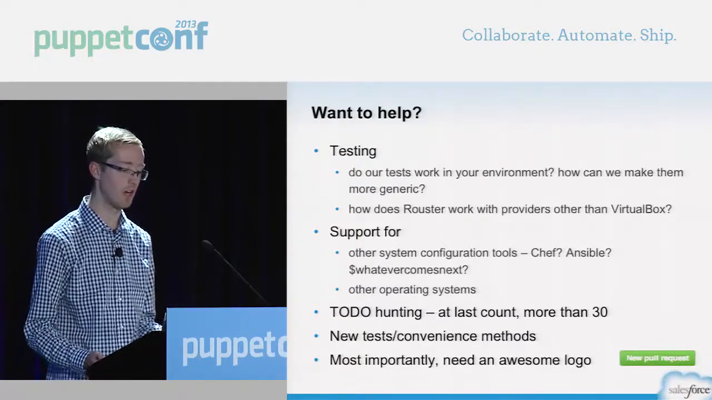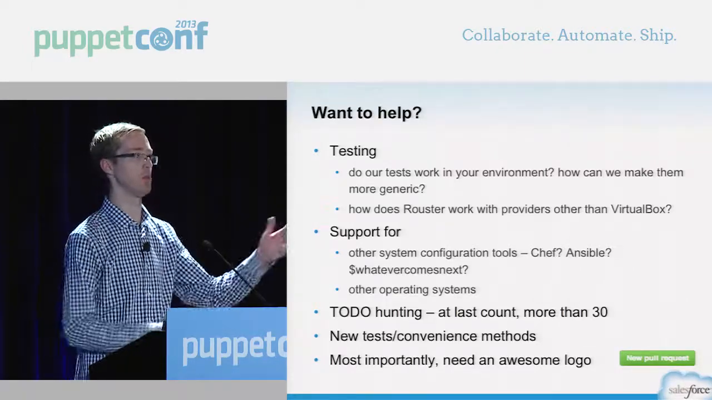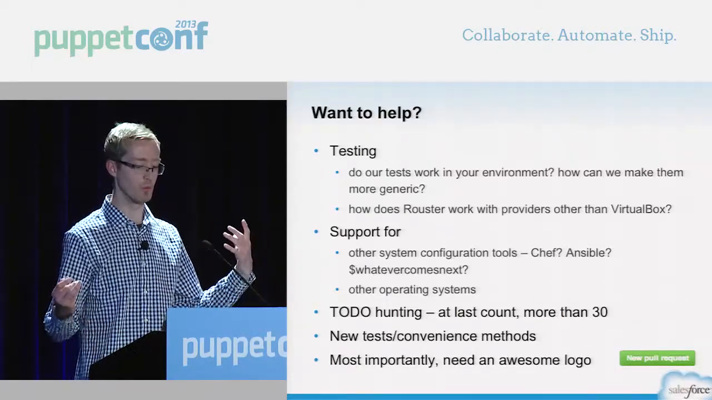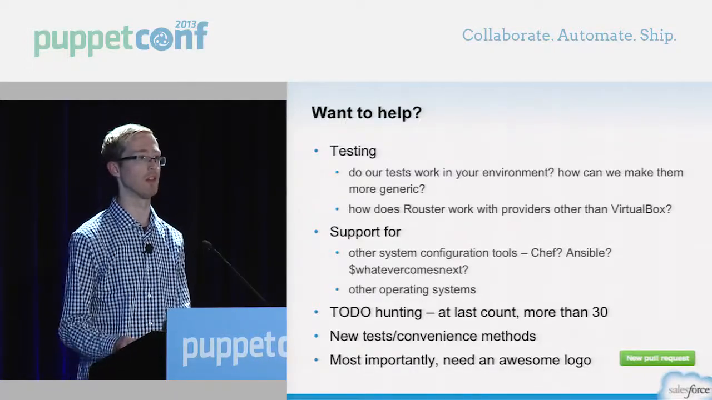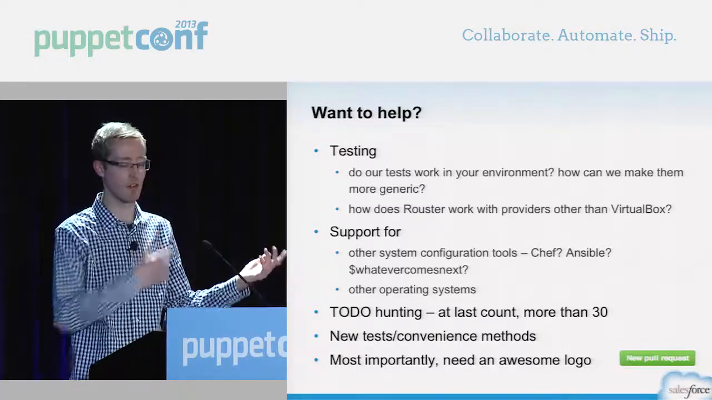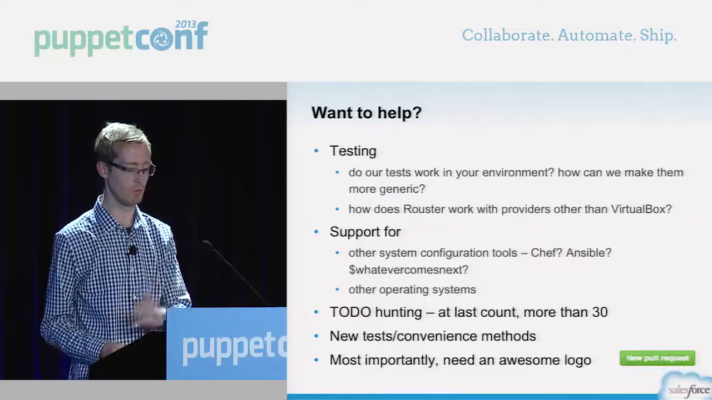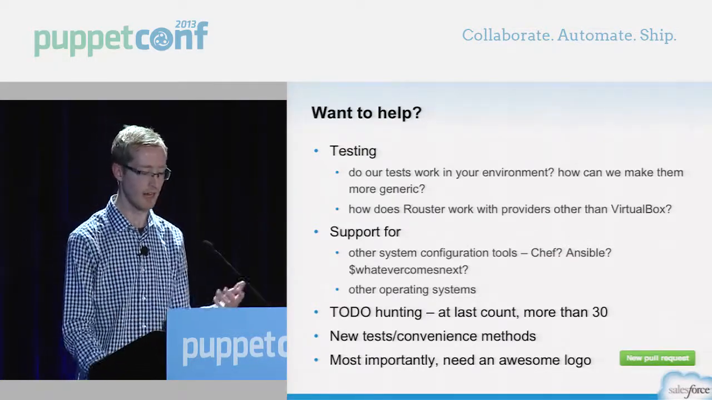Extending the support for other system configuration tools, like Chef or Ansible or whatever comes next. We're at PuppetConf, so we've got to talk about Puppet. But there's nothing really Puppet-specific about Rouster, aside from the library that we looked at that supports those 5 methods. So if you want support for some other system, help me write it.